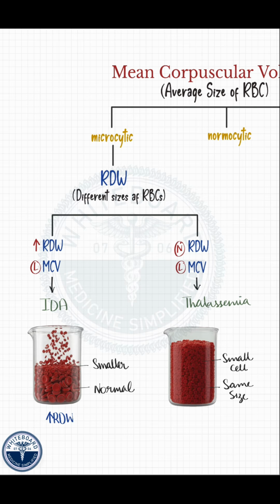So in anemia with low MCV and high RDW, think of iron deficiency anemia. And in contrast, anemia with low MCV but normal RDW suggests thalassemia. That is how we can separate the two conditions in clinical practice.